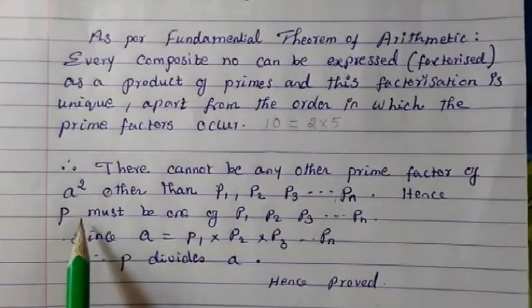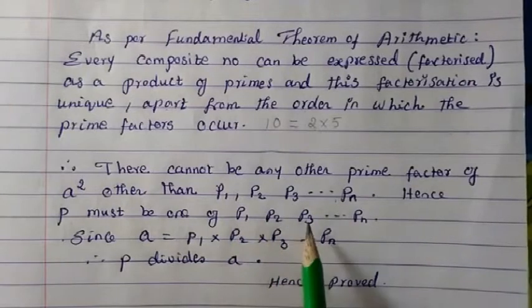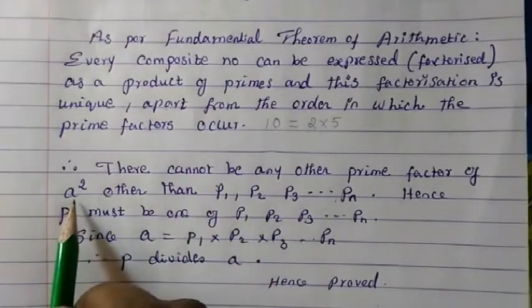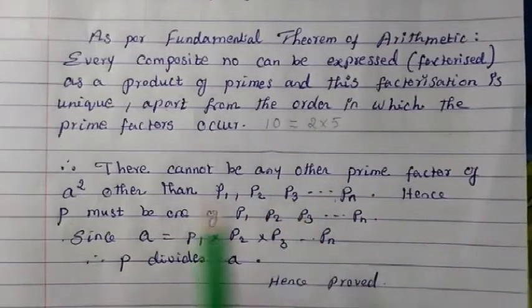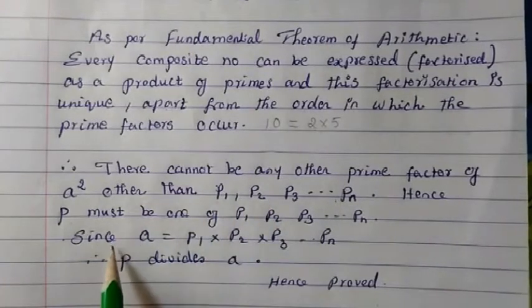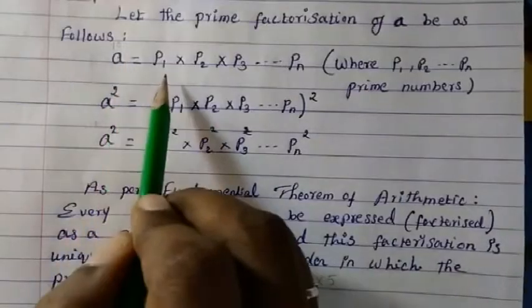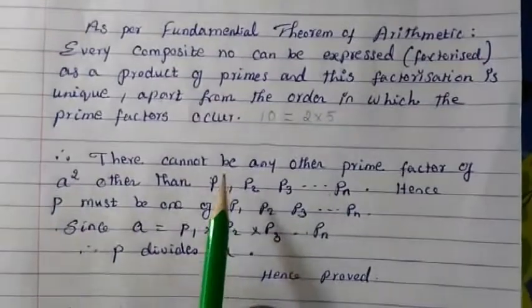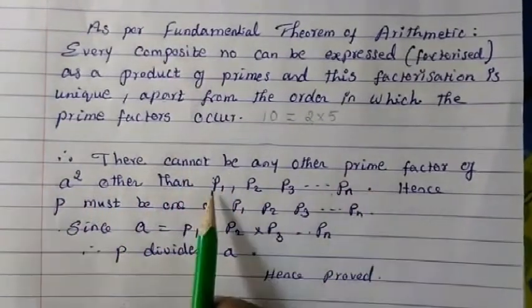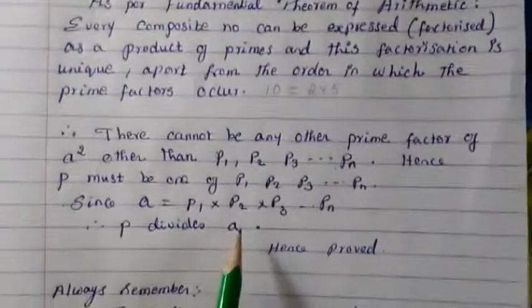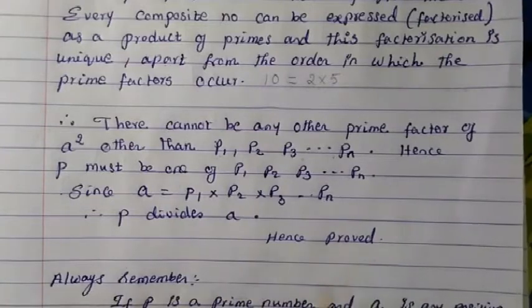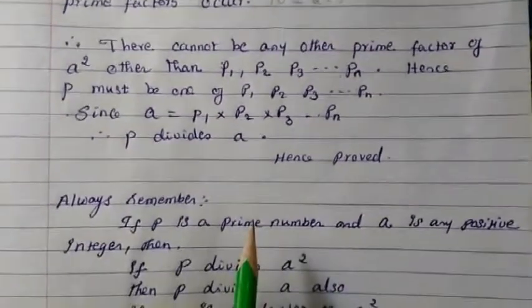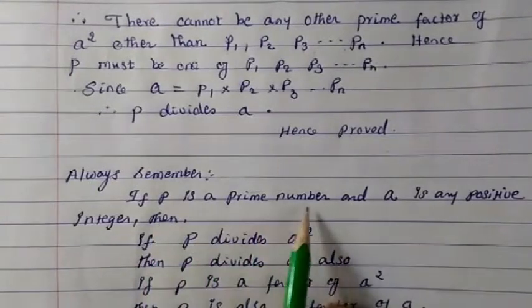So that means P must be one of P1, P2, P3. So the P that divides A square should be from here only, one of these numbers. Since we already said A also is equal to P1 into P2 into P3, A also is P1, P2, P3, and A square cannot have other factors than these prime numbers. Therefore we can prove that P divides A also. Hence we have proved.